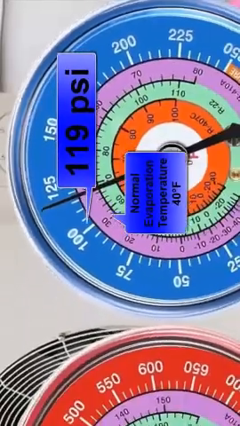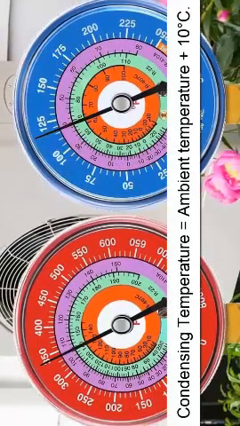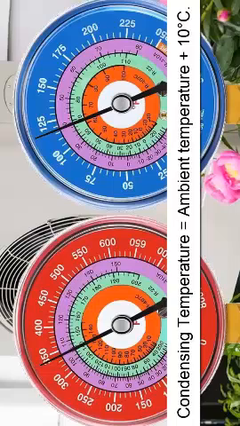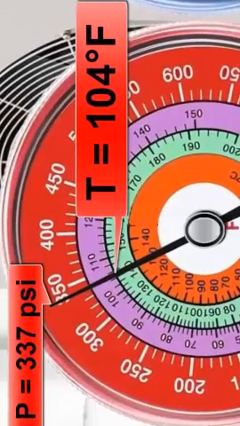On the high side, to estimate the normal pressure, we take the ambient temperature and add about 10 degrees Celsius, 18 degrees Fahrenheit. So for an ambient temperature of 30 degrees Celsius, adding 10 degrees Celsius gives a condensation temperature of 40 degrees Celsius, about 104 degrees Fahrenheit, which corresponds to a high pressure of approximately 337 psi.